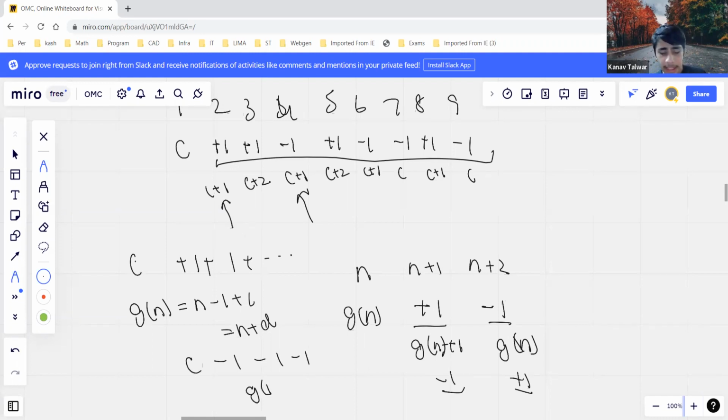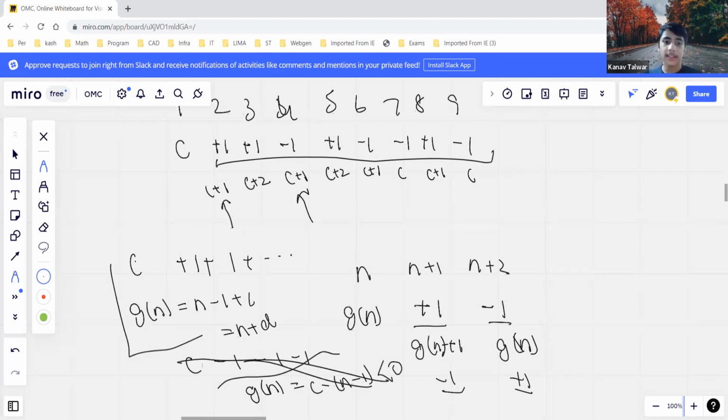Or we're going minus 1, that's C minus 1, minus 1, minus 1. But then we have G of n is equal to C minus n minus 1. But then for large n, this is negative. But we were working from natural numbers to natural numbers, so this case is not possible. Thus, we have only our one case, and this is our only solution. Is the proof clear? Are there any questions with the proof?